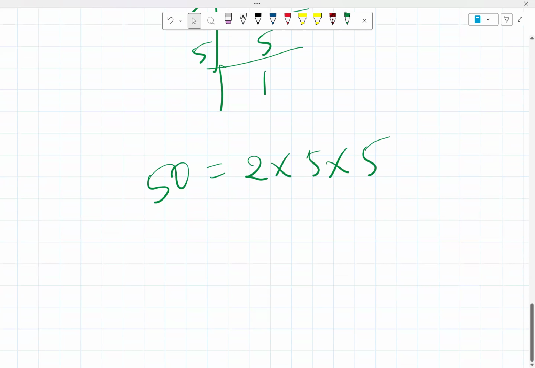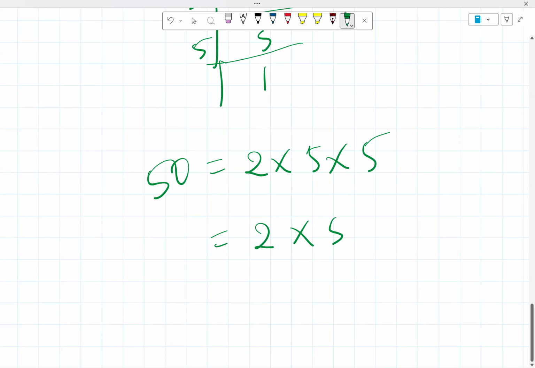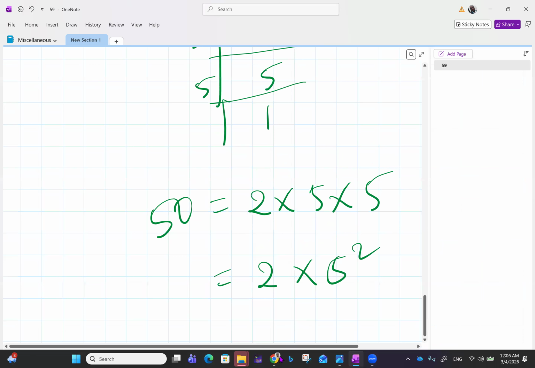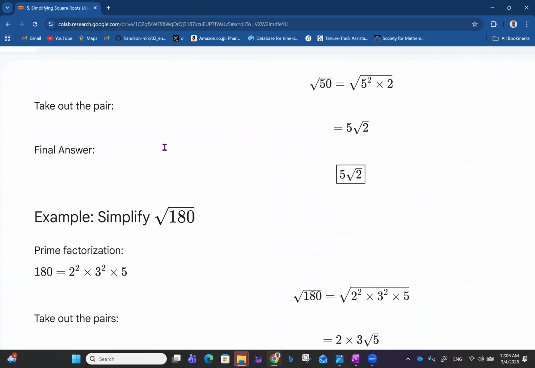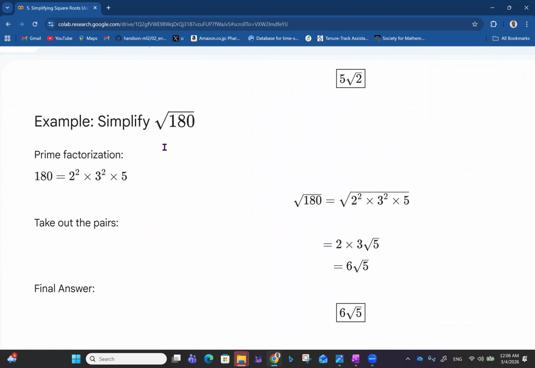And it helps to be able to write this as 2 times 5 raised to power 2 for easy application of the radical. So you have root 50 equals root 5 squared times 2. Root 5 squared is 5 in short. So 5 root 2 is the answer for this. So prime factorization is the big deal at the end of the day.